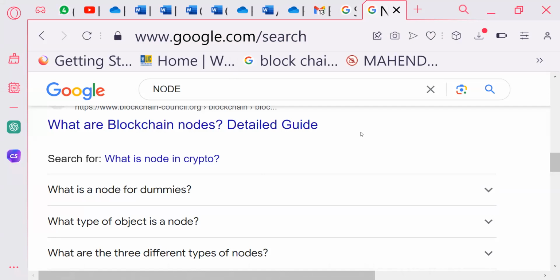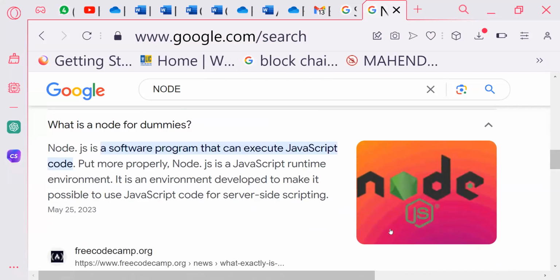Somebody else who wants to read, please raise your hand. Those who are willing to contribute. Kishore Kumar, he is a very active boy. Kishore Kumar, please read. What is a node for dummies?